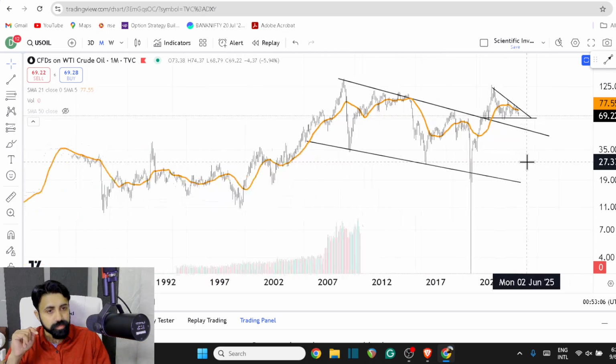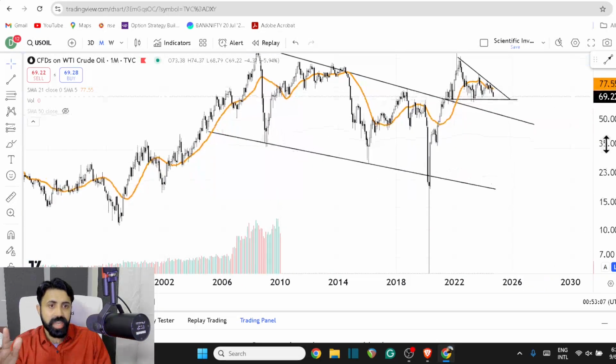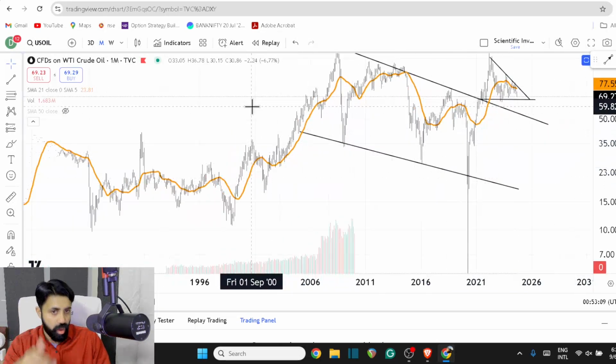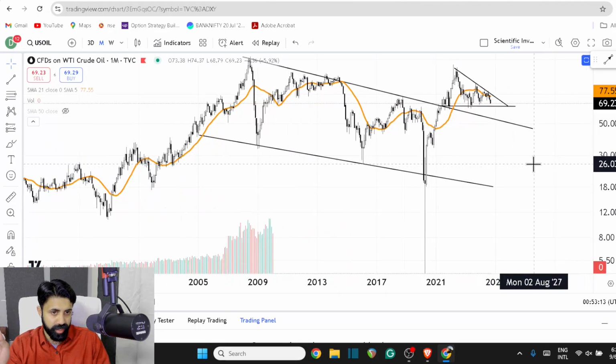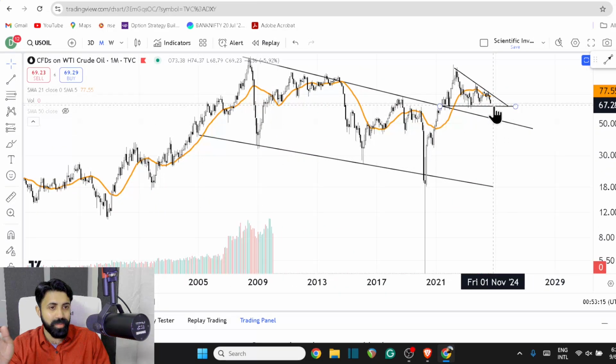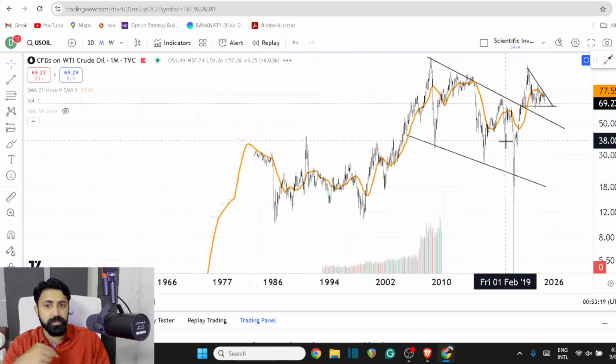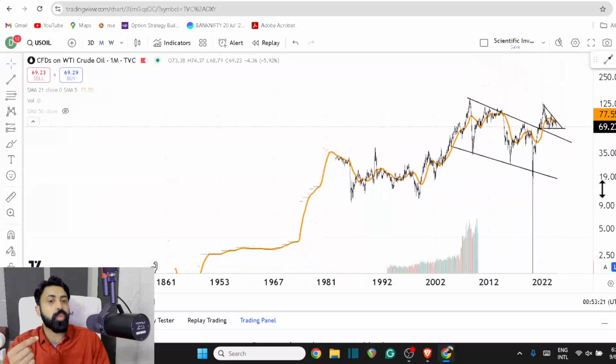Now, watch this. You're looking at the dollar to oil, right? The oil is priced at 69.23 right now. The current support remains at 67.23. If you break that, now you're coming back all the way. So where is your support?